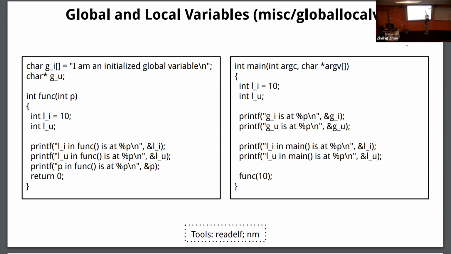So this actually is an array of pointers, a pointer to an array. Then we have two local variables. I mark them as L, meaning local. Right, two local variables. Then we have two printf functions.